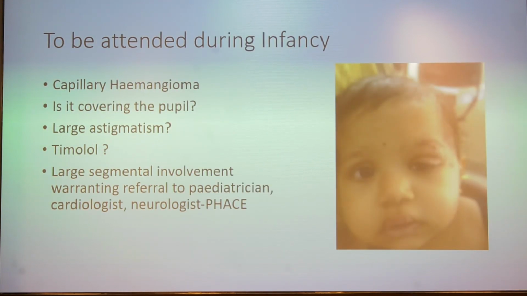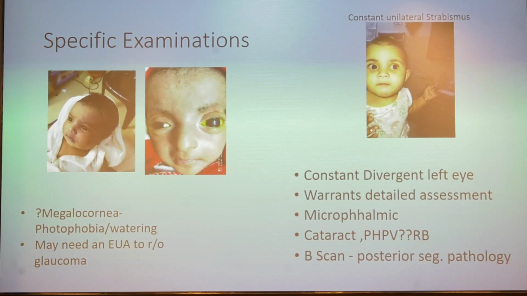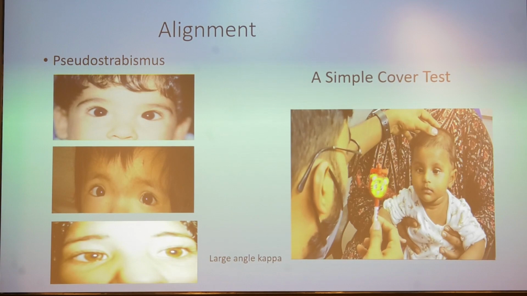If there is a capillary hemangioma, we must see whether there is anisometropia and anisoastigmatism. And if there is a larger segmental involvement, you have to refer to the pediatrician to see whether there is cardiac involvement and other facial components. Specific examinations: megalocornea has to be investigated for glaucoma with an examination under anesthesia. And if there is a constant divergent squint, then we have to rule out other abnormalities, posterior segment abnormalities as well. If the media is not clear, a B scan should be done also.